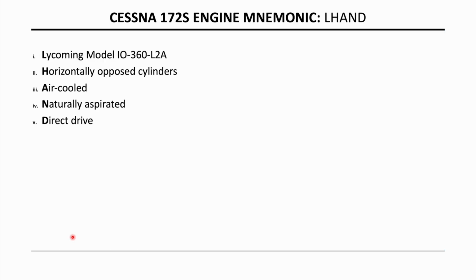So we'll finish up with this one. Generally in stage 1, you will be expected to memorize these details of what kind of engine you have in your aircraft. Lycoming is the brand of our aircraft's engine. It's not a Cessna engine. It's made by Lycoming. And this specific model is this code right here, IO-360-L2A.